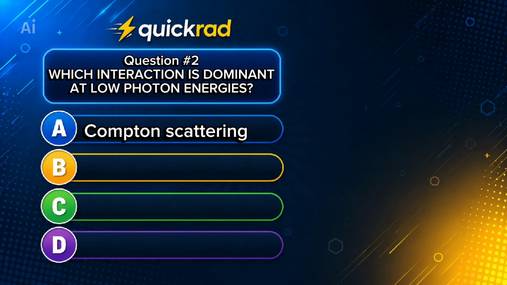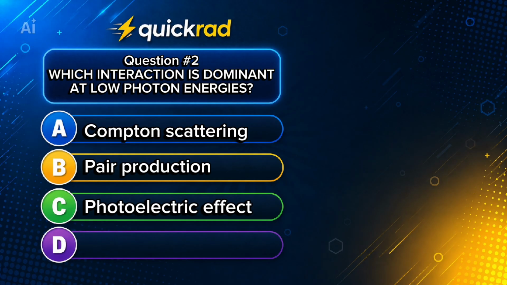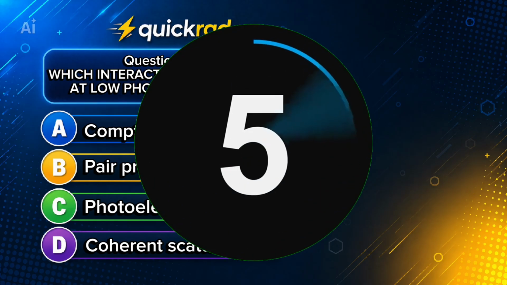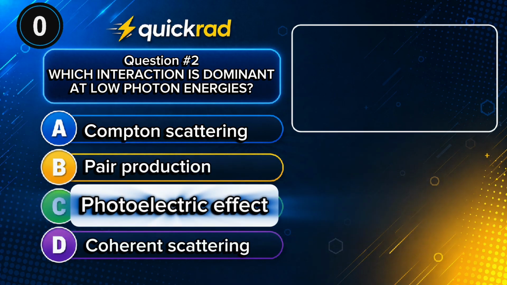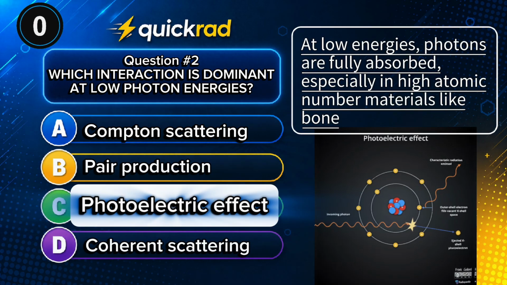Question 2. Which interaction is dominant at low photon energies? Correct answer, photoelectric effect. Low energy photons are fully absorbed, especially in high atomic number materials.